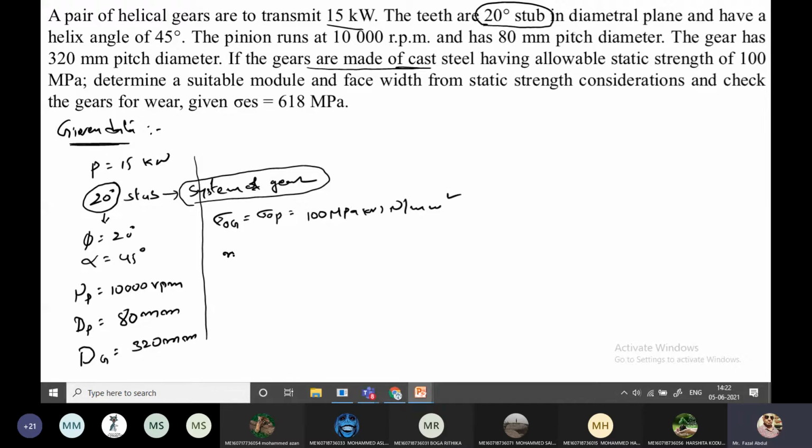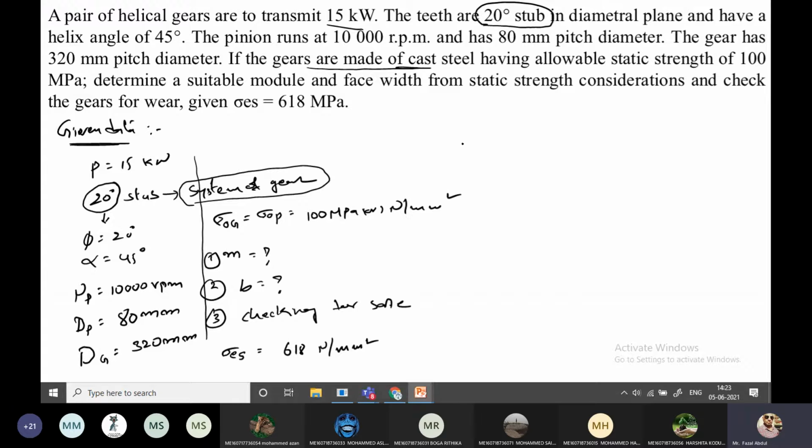Determine suitable module. M is equal to how much? First question. And second question, face width. B is equal to how much? From the static strength consideration. And check the gear for wear. Third one, checking for safe condition. So here the endurance limit given in shear is 618 megapascal, or else I am writing directly Newton per mm square. So this is the data given. Based on the data, we are going to select the equations.